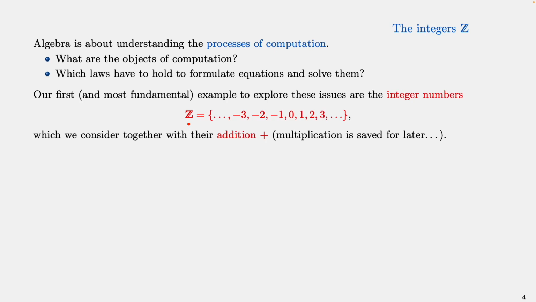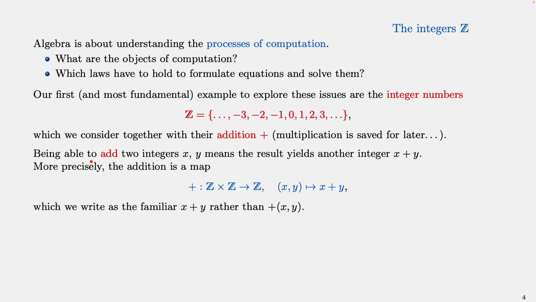Z is the set of numbers 0, 1, 2, 3, 4, 5, 6, 7, and so on up to infinity, and the negatives -1, -2, -3, all the way down to -infinity. And this set and these numbers we consider together with their addition. We will ignore multiplication at the moment and come back to this at some later point. But for now, we just focus on the addition of the integer numbers.